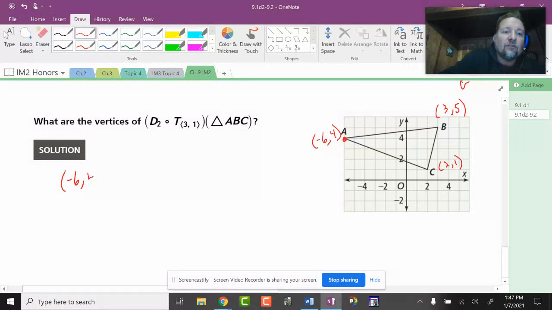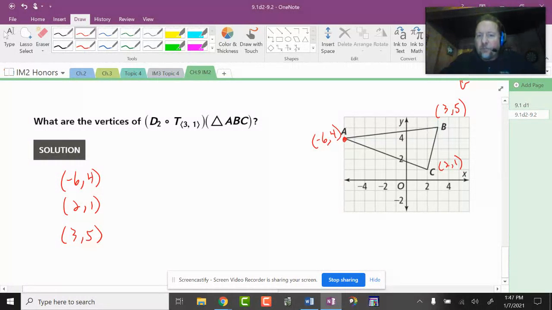Here they are. Here are the vertices before any transformations. No order. Just pick the 3 of them. Oh, I guess I should label them. That's A. I guess that's C, and then that's B. Doesn't really matter.